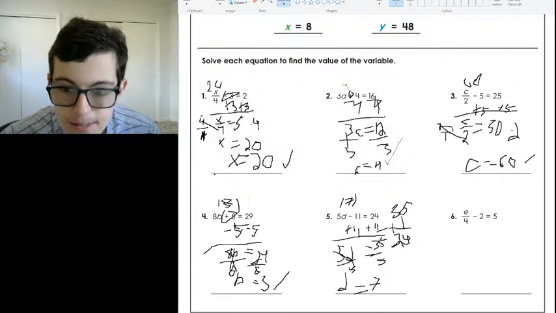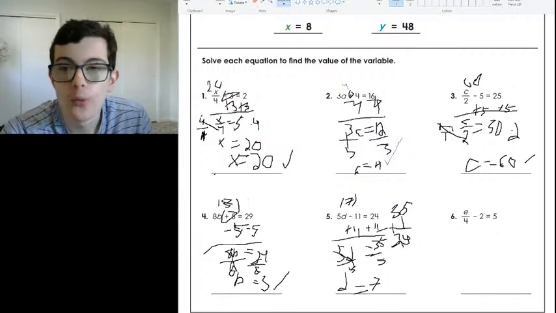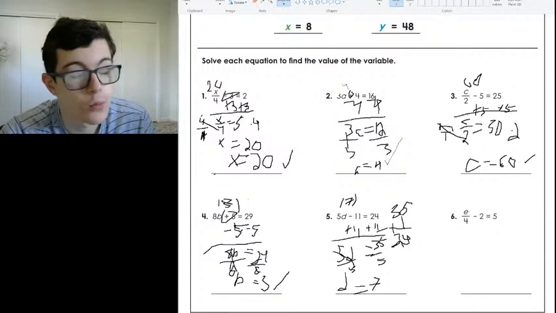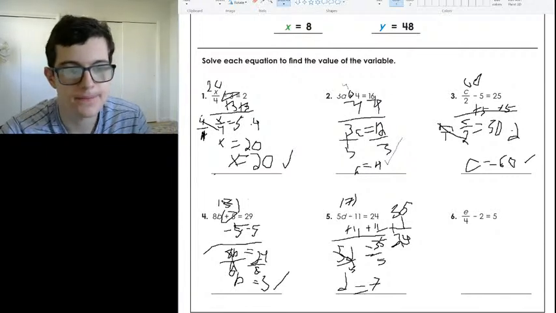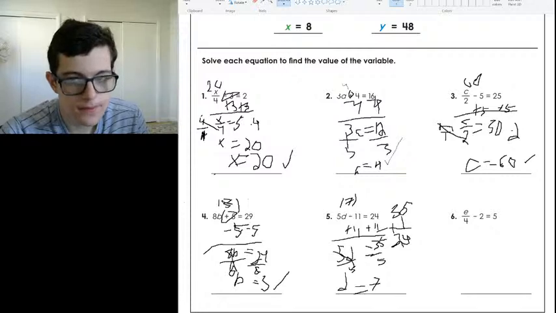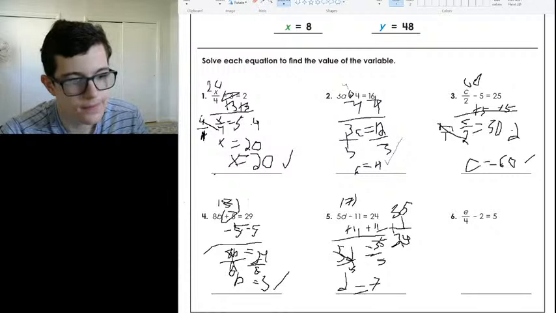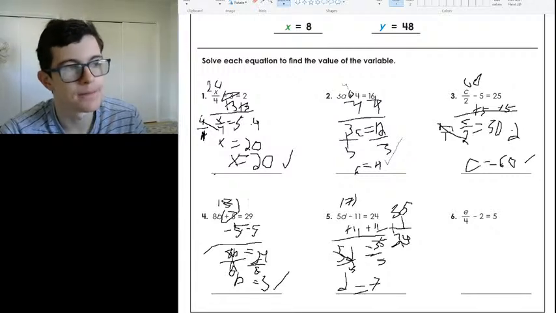Moving on to number 6, I will give you another minute to do this problem. Once the timer reaches 22 minutes and 45 seconds, I'll go over this problem. So you guys have a minute. Remember, if you have any questions, do not hesitate to put them in the chat.